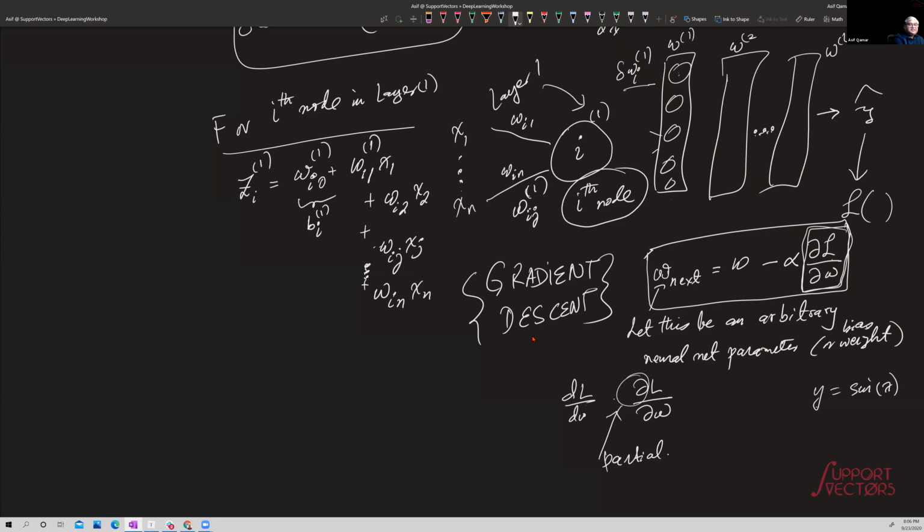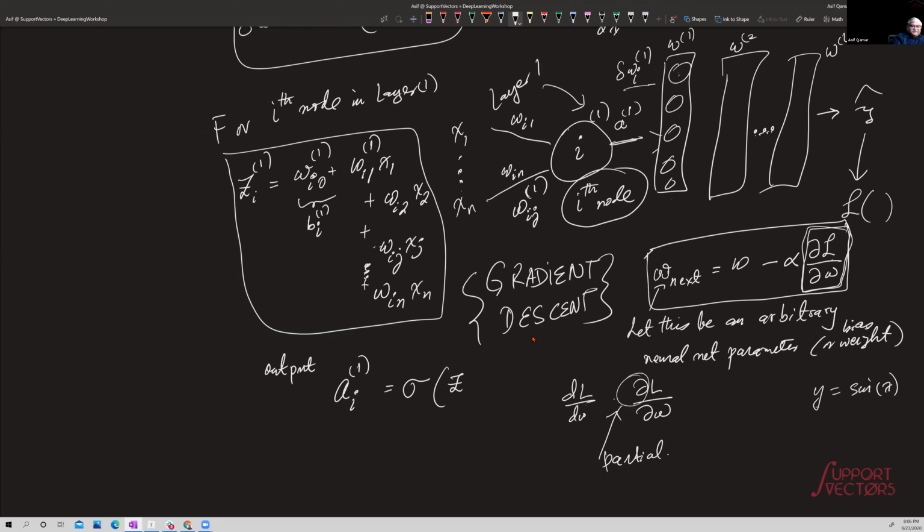You would agree that this is the linear, the affine transformation we talked about, and the output of the first layer would be what? In the first layer, the ith node will produce an output which is nothing but the activation function, and I'm using sigma for the activation function, of Zi. So does this make sense, guys?